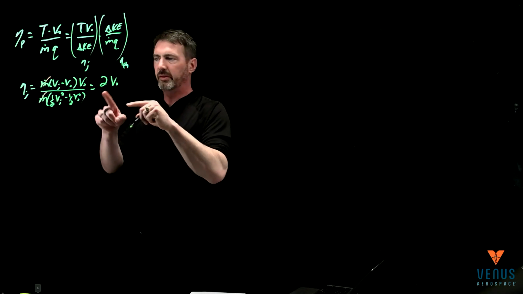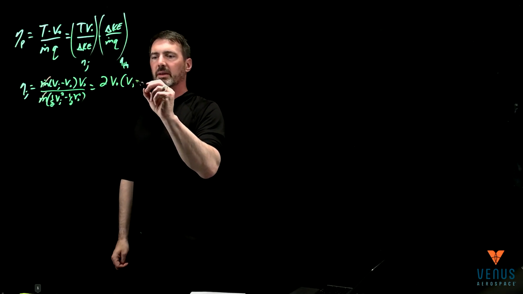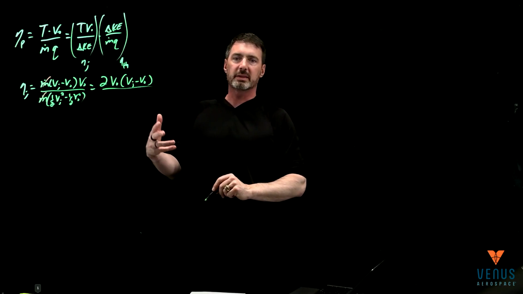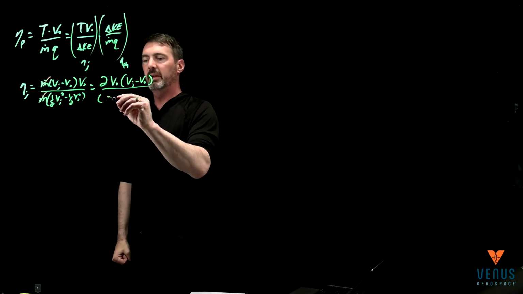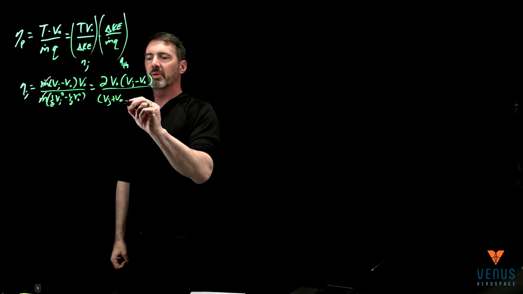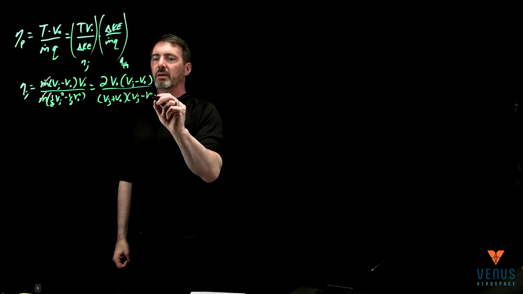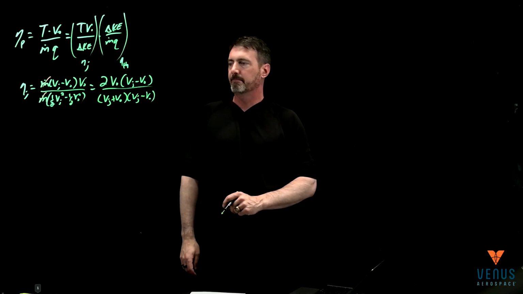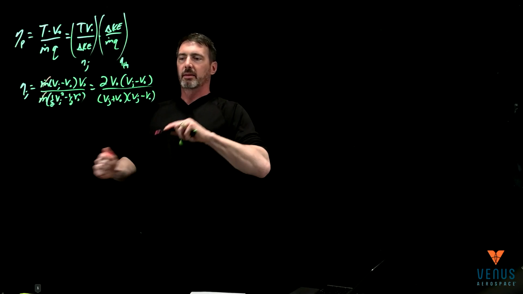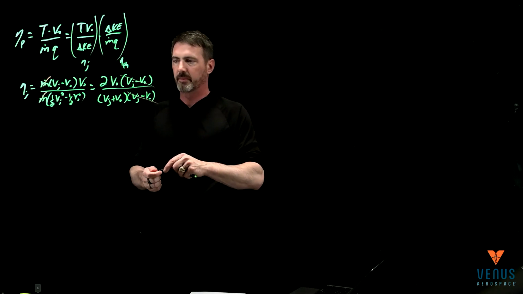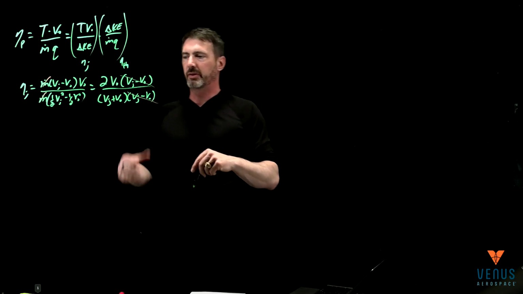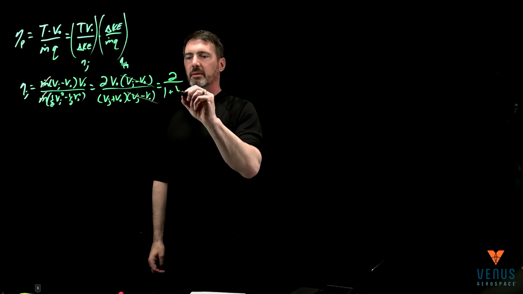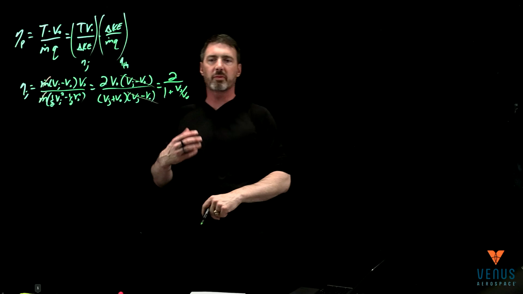I'm going to rewrite this as 2 v0 times (vj minus v0), and what I'm left with on the bottom is vj squared minus v0 squared. Let me factor that: it's (vj plus v0) times (vj minus v0), because the quadratic cancels. These two terms cancel, and you're left with 2 v0 over (vj plus v0), or refactoring that again, 2 over (1 plus vj over v0). So that's where this equation comes from.